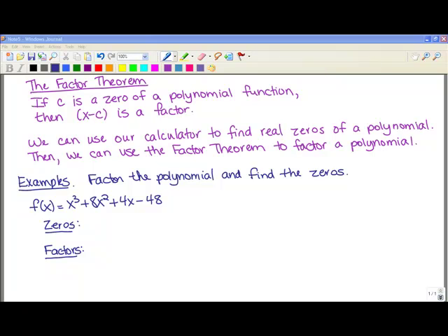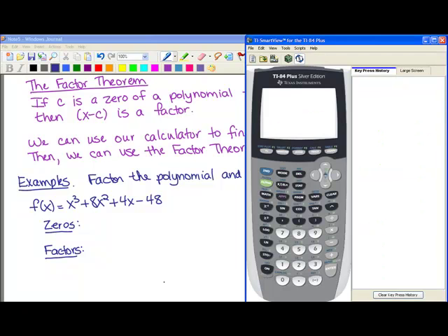The first example is a function of x to the third plus 8x squared plus 4x minus 48. The directions say factor the polynomial and find the zeros. First, we're going to find the zeros in the calculator. First, we'll enter the function.